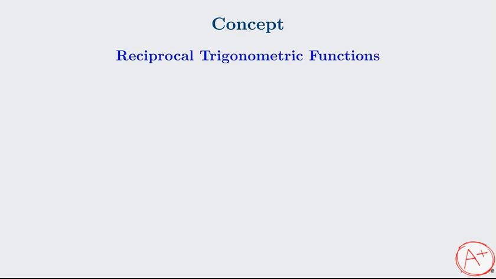Let's start by defining the three reciprocal functions. You are already familiar with sine, cosine, and tangent. Their reciprocals are simply 1 divided by the original ratio. First, we have the secant of theta, abbreviated as SEC. It is the reciprocal of the cosine function. Next is the cosecant of theta, written as CSC, or sometimes COSEC. This is the reciprocal of the sine function.